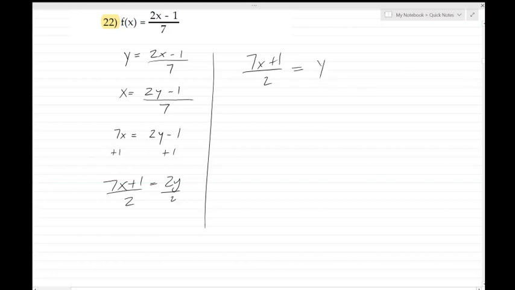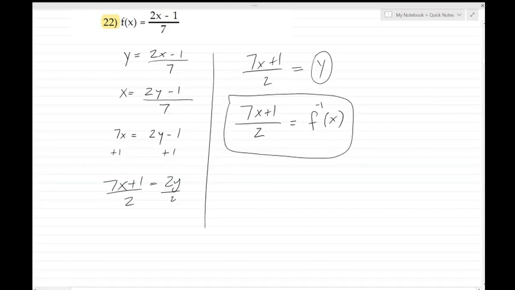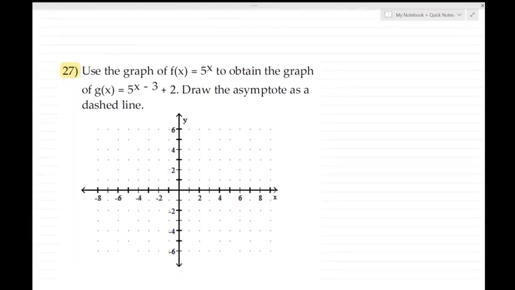And the very last step is to change this y into f inverse, or f of x, but to the power -1 if you wish to call it that. But just keep in mind that it is notation. It doesn't mean f to the power -1. It just says this is the inverse of the original function f. Okay? Alrighty, next.